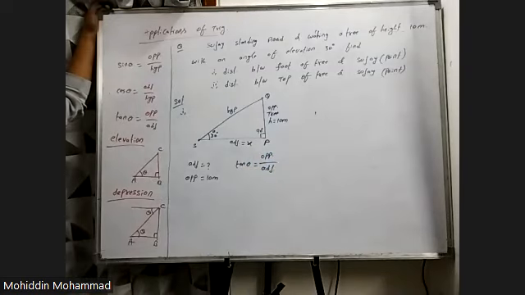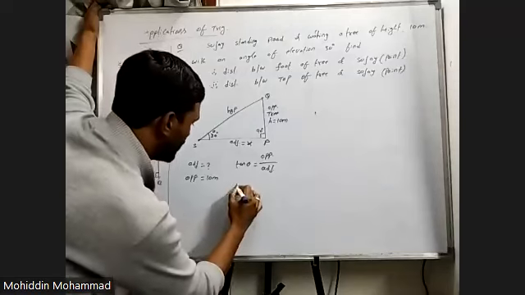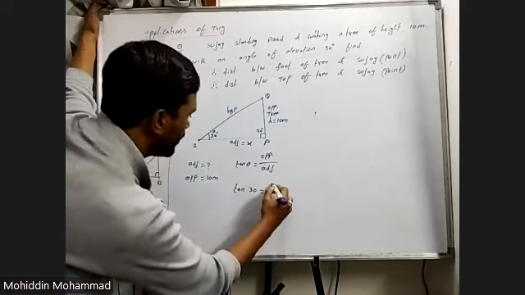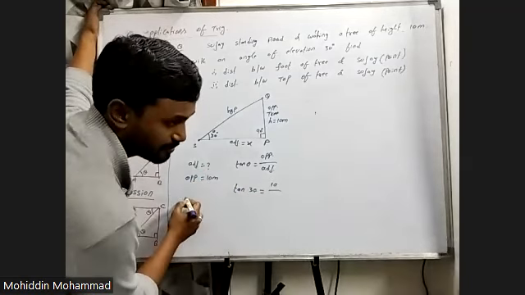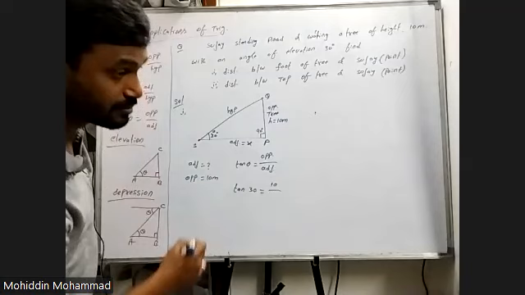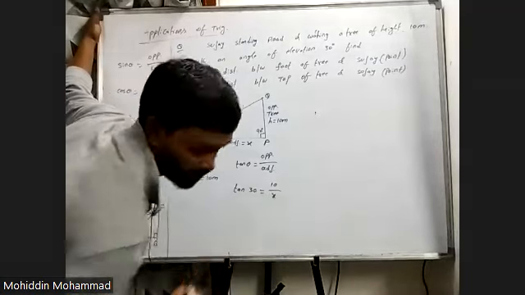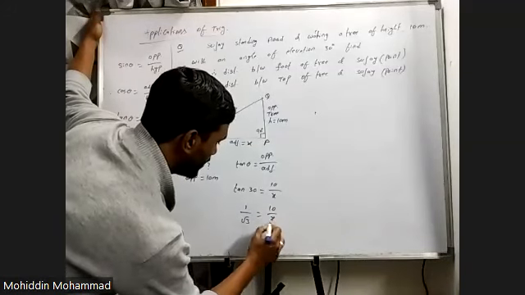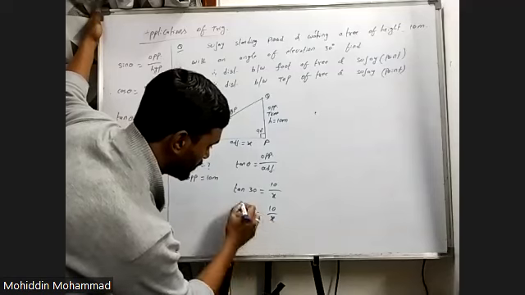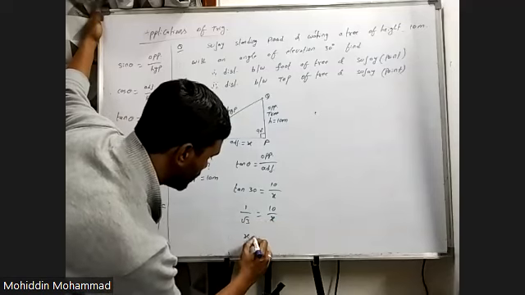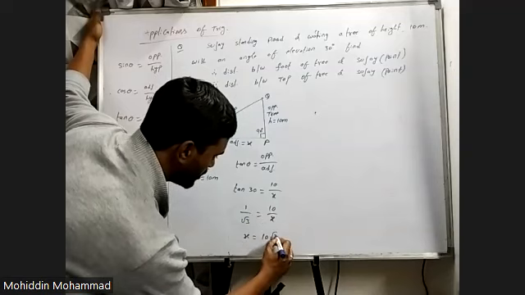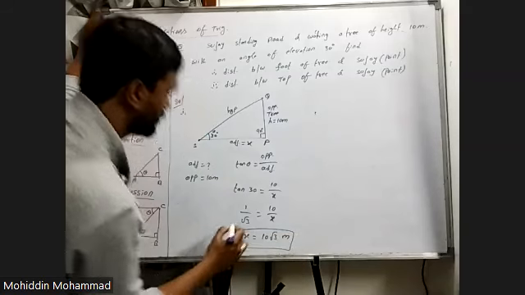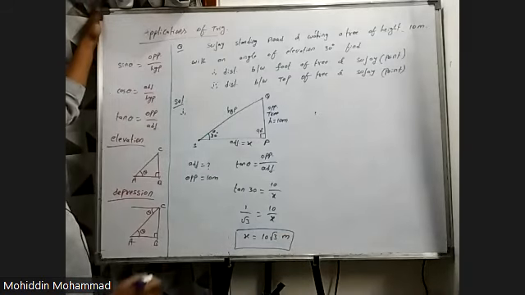Theta how much is given? Theta is 30 degrees. So simply substitute: tan 30 is equal to opposite, 10, by adjacent, x. Tan 30 value is 1 by root 3, so 1 by root 3 is equal to 10 by x. Cross multiply: x into 1, x is equal to 10 into root 3, simply 10 root 3. So 10 root 3 meters is the answer. First bit. So what is the conclusion you should write?